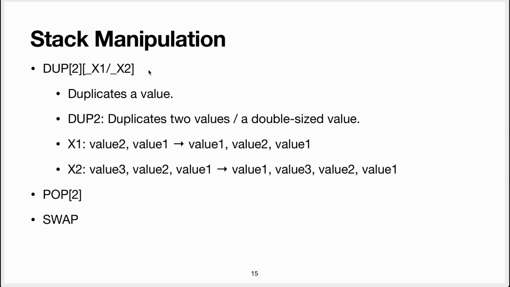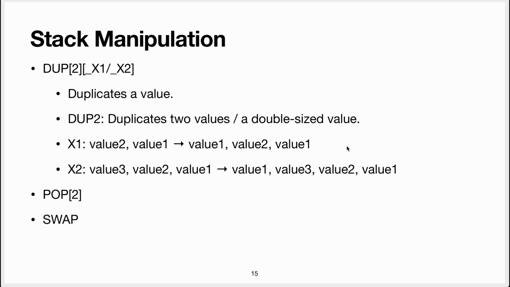First of all, we have the dup family. So dup duplicates a value. So we'll take a value on top of the stack and it will push a copy of that. Then you have dup2, and this duplicates two values or a double-sized value. So that's what you would use to duplicate a long or a double. Then you can also add these x1 and x2.